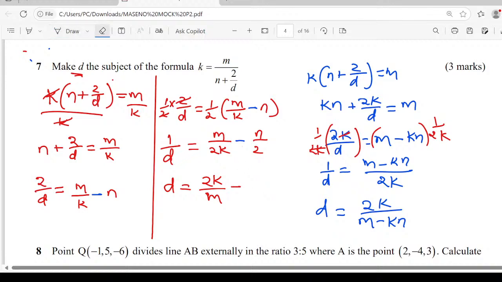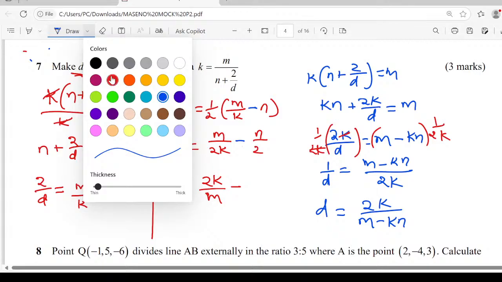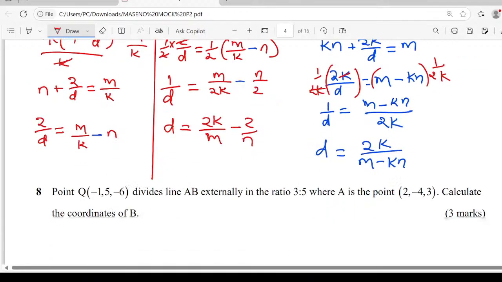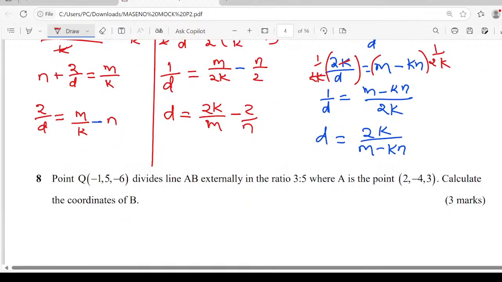Sorry. It could have been 2 over n. 2 over n. So you can see both approaches are allowed. Both approaches are allowed. Find which one is better for you. Allow me to go to question number 8 of our discussion.